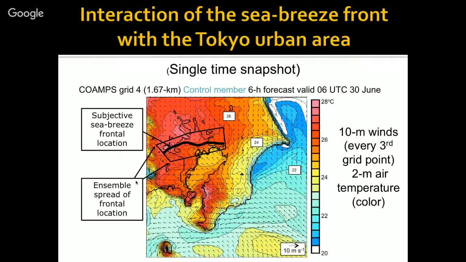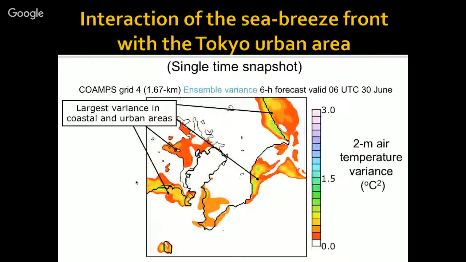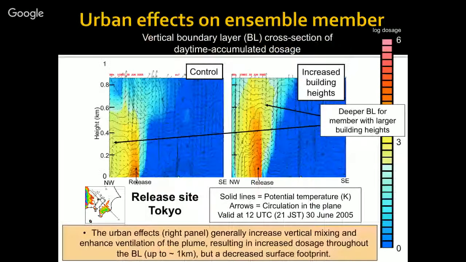So we identified a sensitivity to the location of the sea breeze front using this perturbation scheme for the ensembles. We also identified regions where there's the largest variance, a variance in 2-meter air temperature, and those occur predominantly in urban areas, this is Tokyo, and in coastal regions, so high sensitivity there to variations.